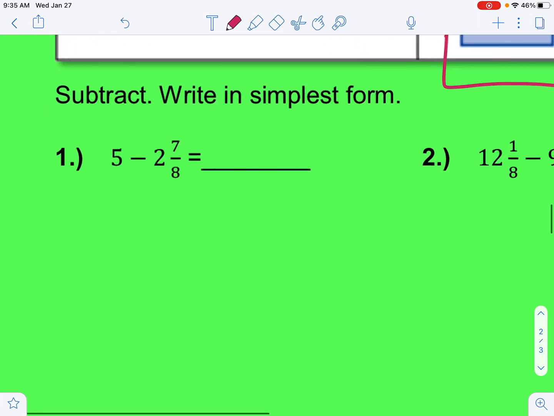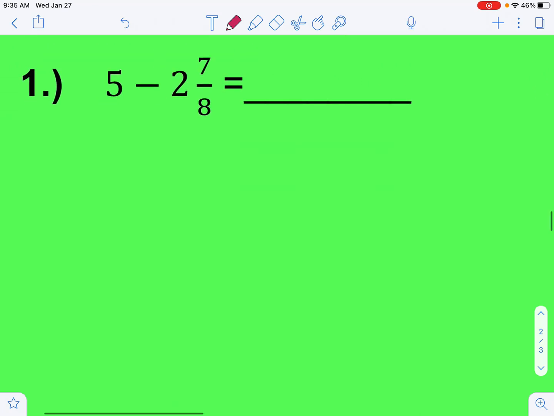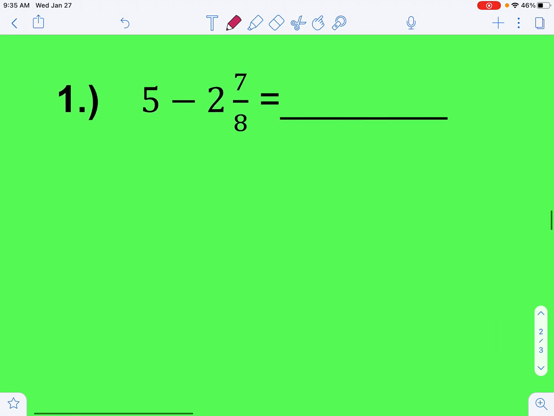We have 6 more problems. We're going to start with number 1. This time we are only subtracting, and then we need to write it in simplest form. We are taking 5 minus 2 and 7 eighths. If you notice, our 5 isn't a fraction, it's just a whole number, but we're subtracting a fraction. So we want to make this 5 a fraction.